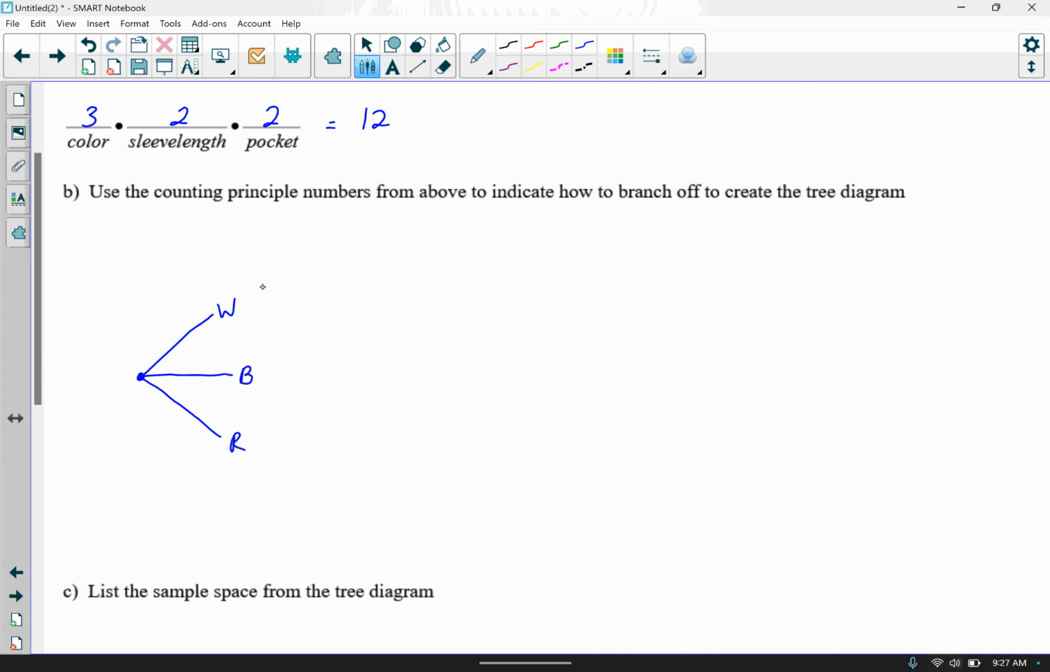Then we got a sleeve length choice. So now my counting principle says from each one of those branches, branch off twice. And then you're going to put your sleeve length, right? So you can have short sleeve or long sleeve. So I'm going to use S and L, short and long, short and long. Now from each of those, we're going to have pocket or not a pocket. So I'm going to branch off twice again. My final tree diagram here says branch off twice again from each of those ending branches. Pocket or no pocket. So I'm going to do P for pocket and N for not. So P and N off of each of those.